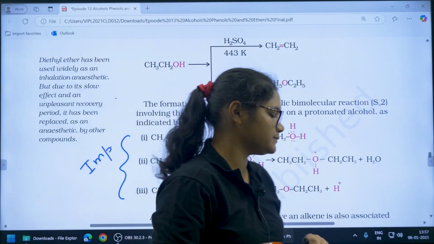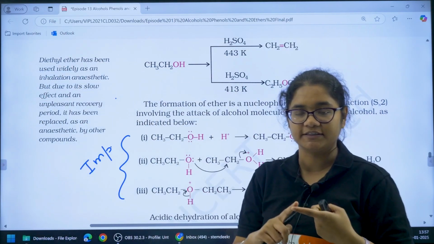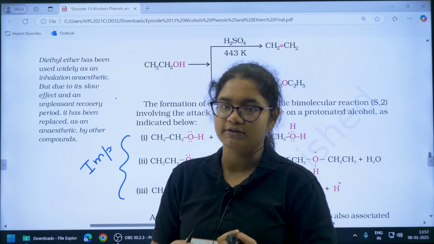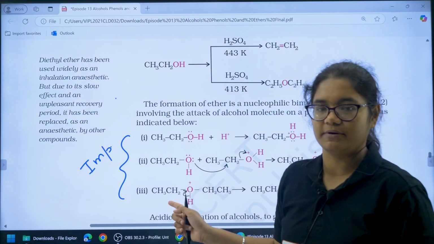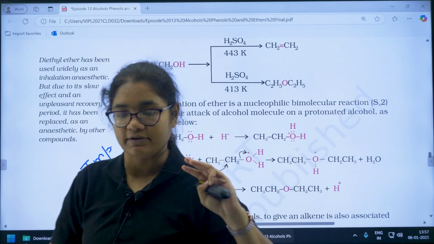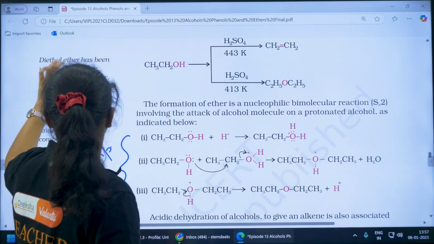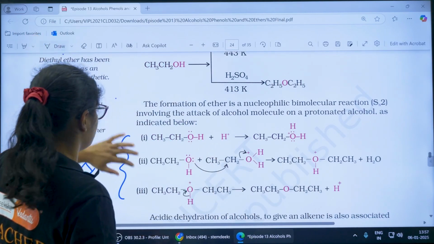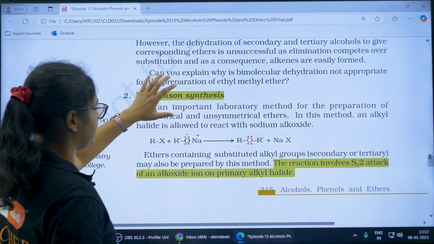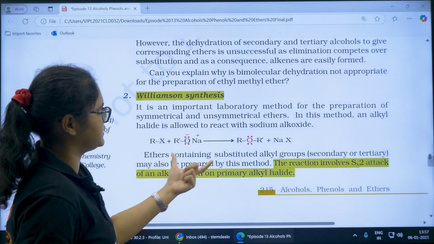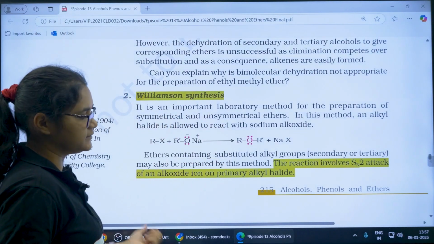Mechanism. So three mechanisms are there in this particular chapter. First is hydration of alcohols, dehydration of alcohols, and preparation of ethers. These three mechanisms are very, very important and should be practiced thoroughly. Next, moving forward, we have Williamson ether synthesis, the reaction and everything about the Williamson ether synthesis.